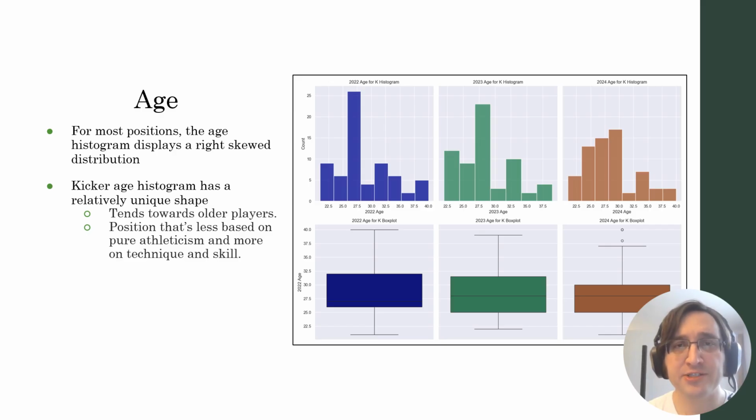For the age of players in our data set, we tend to see a right-skewed distribution for most of them. However, we highlight here the kickers that have a relatively unique shape amongst them. What we see is that they tend towards older players and have a much broader distribution of ages. We suspect that this has to do with the unique fact of this position being less about pure athleticism and more about technique and skill that doesn't necessarily degrade as much as you age.